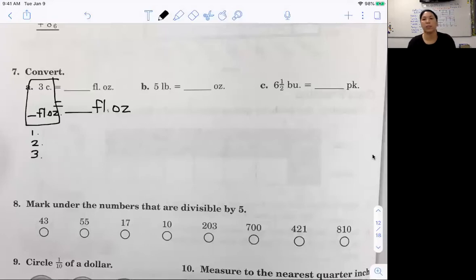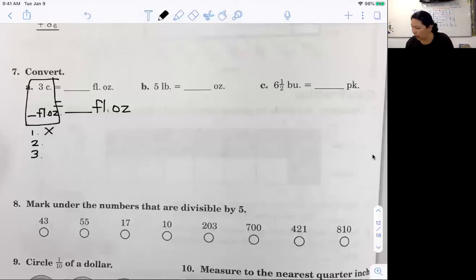Does anyone remember what's bigger, an ounce or a cup? Well, here's a cup, right? An ounce is small, okay? So ounces are smaller. So let's do it. Cups to ounces, fluid ounces, multiply. We're going large to small. So we're going to say times.